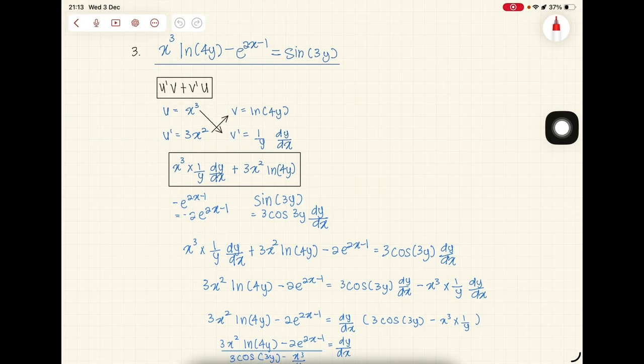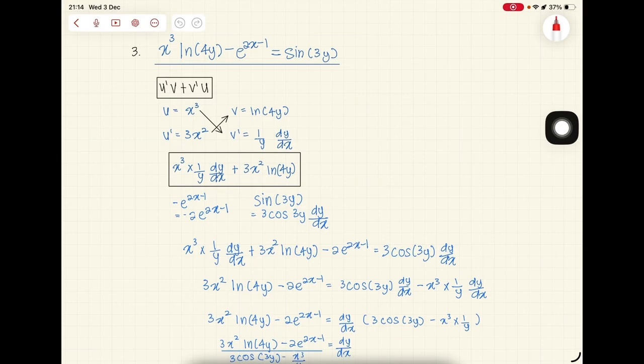Whenever we differentiate a term that contains y, we must multiply it with dy/dx because y is a function of x. Next, for the term x cubed ln 4y, we use the product rule. We differentiate x cubed first. Then we differentiate ln 4y using the chain rule.